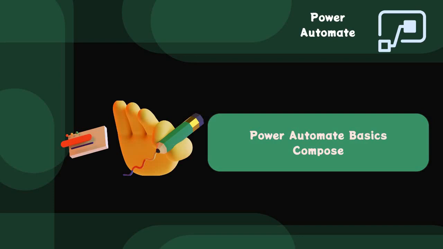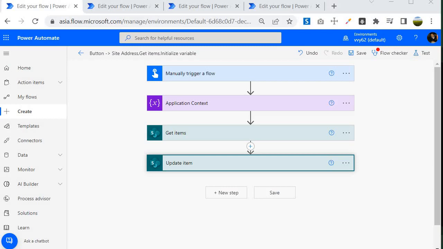So let's jump into the Power Automate portal and understand the significance of Compose in the Power Automate ecosystem. I am inside the Power Automate portal, and I am using the same example we saw in our previous session, that is, variables.